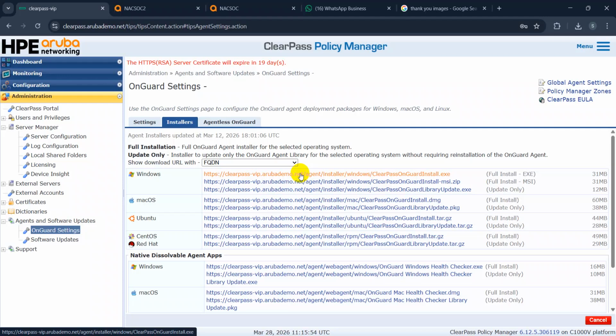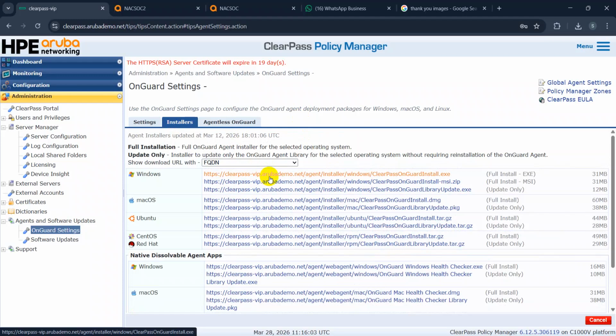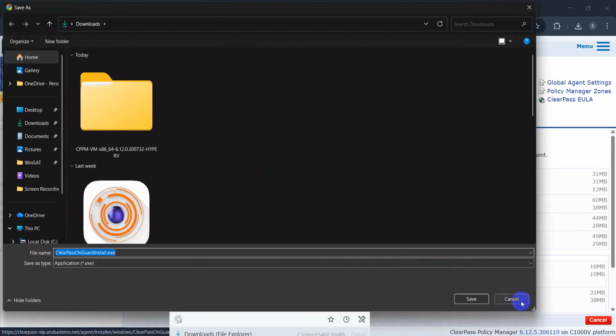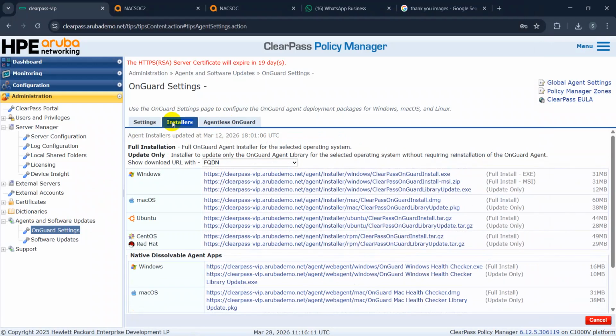OnGuard agent, there are two types. One is the OnGuard agent you physically install, and the other is agentless. The physical one means you download the software from here and install it on the particular systems. The agentless one has no need to install software on any particular machine. So we'll discuss the OnGuard agent-based and the OnGuard agentless.